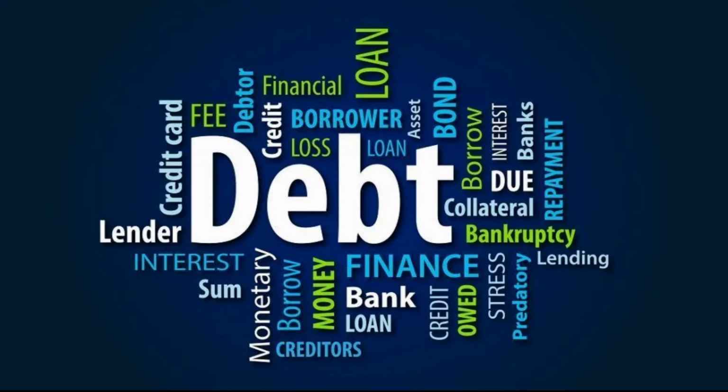Let's say your mortgage is $950. Let's say your minimum credit card payment is $235. Then your car loan could be $355. So when you add all these up, 950 plus 235 plus 355, you're looking at $1,540 of total monthly debt payments.